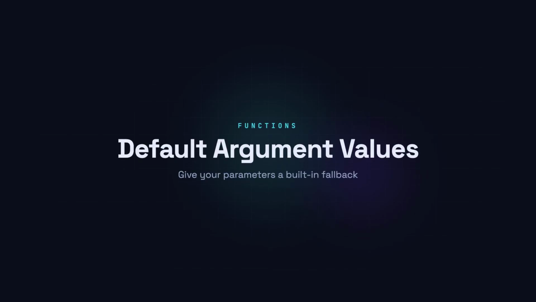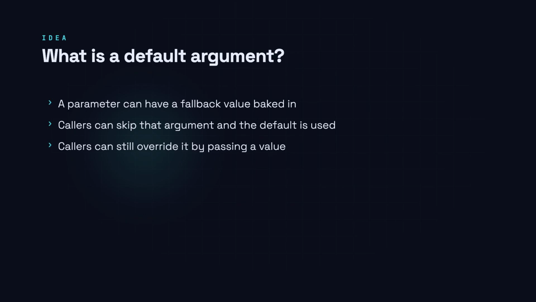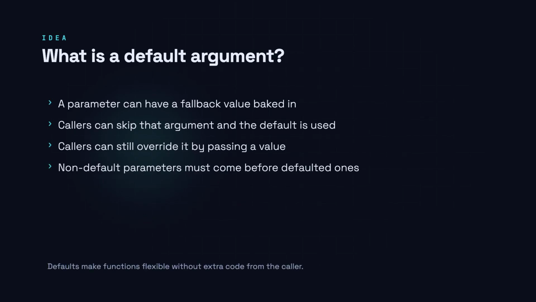In this video, we look at default argument values, a way to give a function parameter a ready-made fallback, so callers do not always have to supply every argument. A default argument is a safety net built into a parameter. If the caller does not supply a value, Python quietly uses the one you chose when you wrote the function.